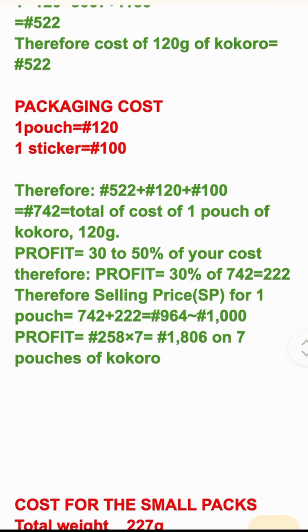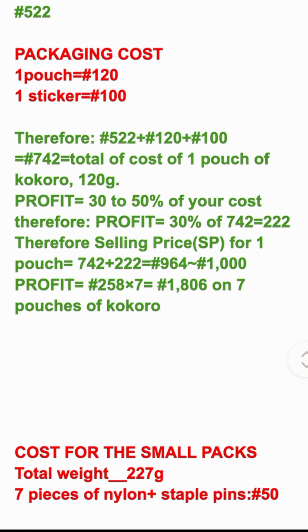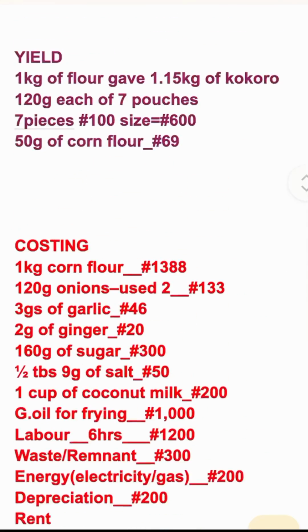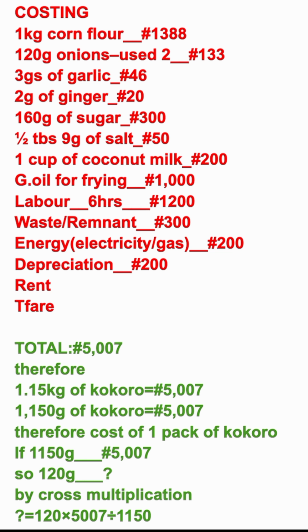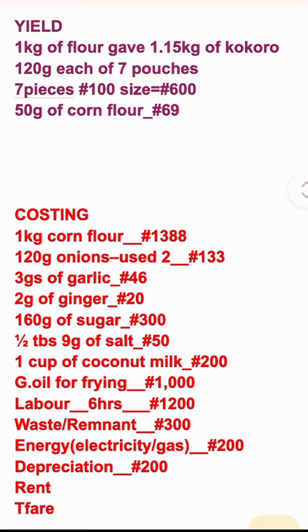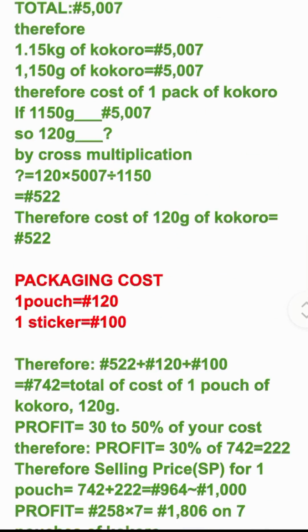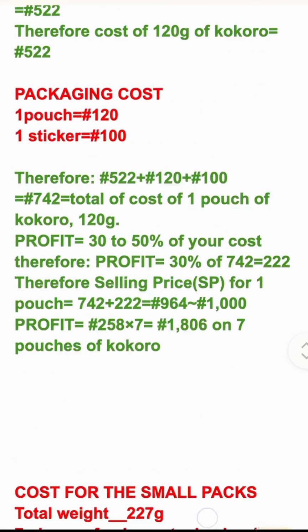Now, cost for the small pack. For the small pack, we have 7 pieces of nylon, and the staple pins that we used in stapling, everything has to be accounted for. Everything costs 15 naira. So just remove 15 naira from the yield that we have. So that is extra profit for you. And also remember that the cost of your labor is still there, which is 1200, because you are doing it yourself, so you are paying yourself, so it is extra profit. But whereas if you have people working for you, you have to pay them. That's why you have to add your cost of labor for it. I hope you understand my illustration.